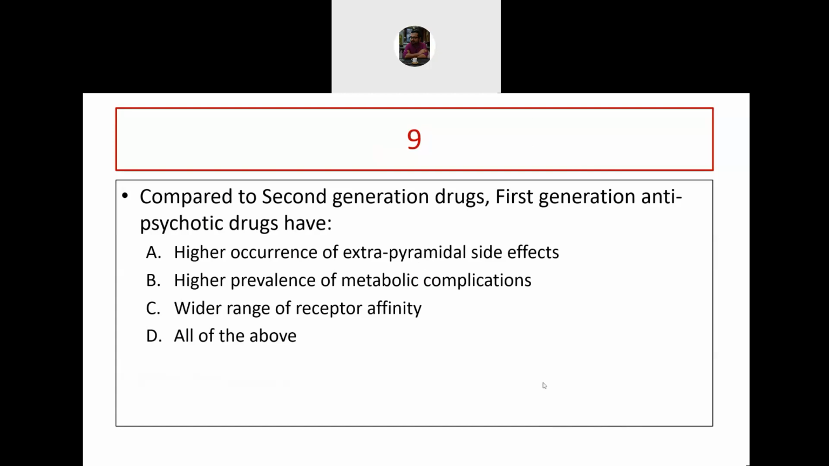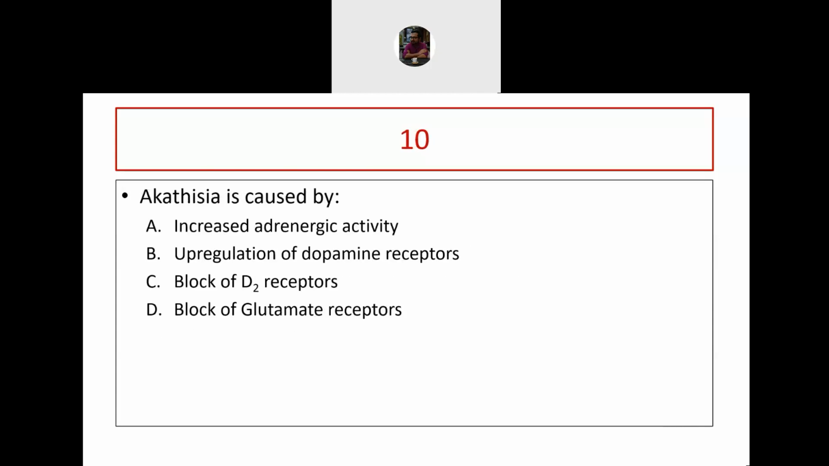So compared to second generation drugs, the first generation antipsychotics have, what will be the answer? Yes, they have higher occurrence of extrapyramidal side effects. Next question. Akathisia is caused by. Wonderful. It is caused by increased beta adrenergic hyperactivity. So answer is A.